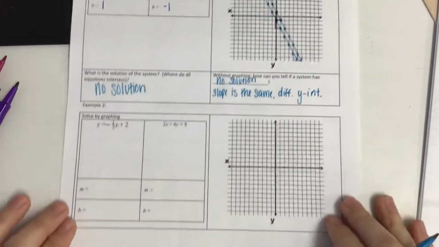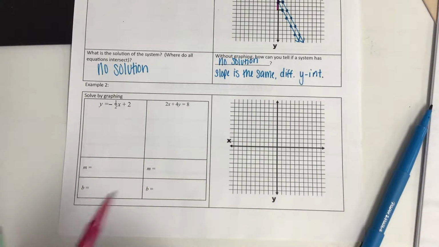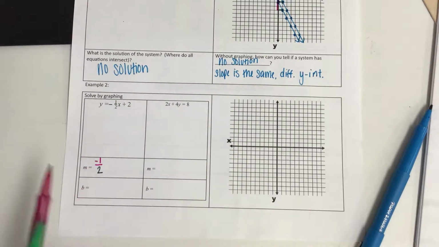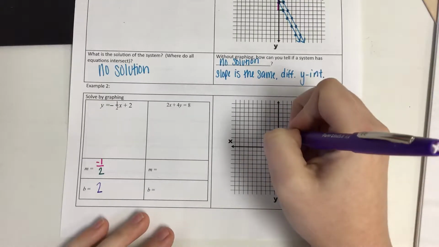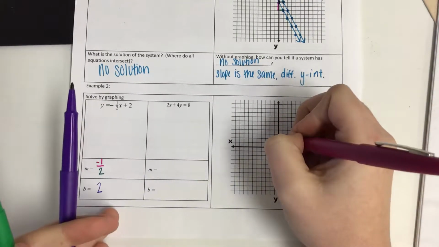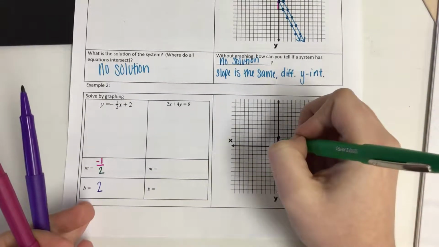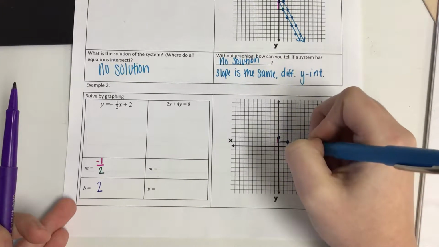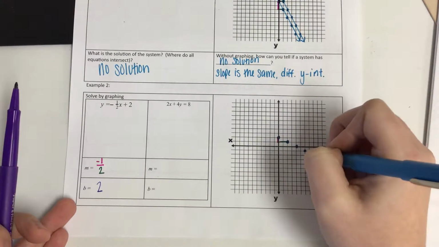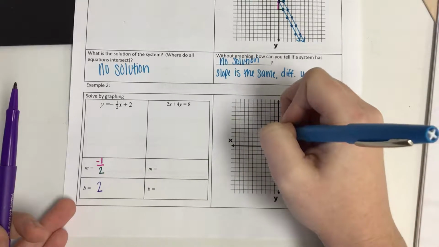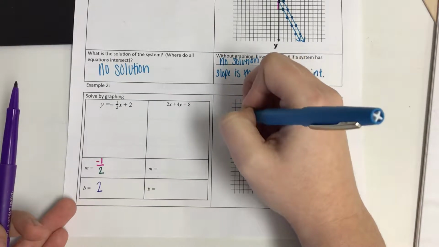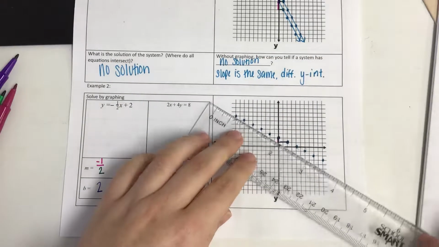Okay. For our second one, whenever we graph this, our m is negative 1 over 2, and our b is 2. So whenever we graph this, we're going to start at positive 2. We're going to go down 1, right 2, and draw a point. We'll continue to do the same thing throughout the entire graph. We'll go up 1, left 2 to go the opposite direction. And then we'll draw our line.